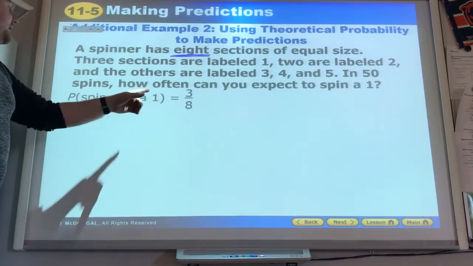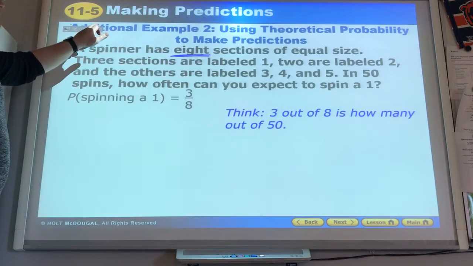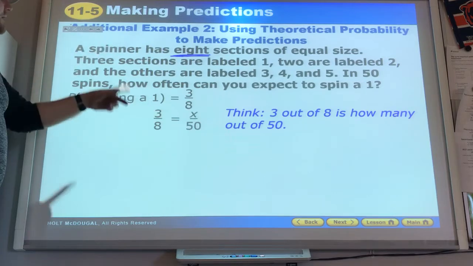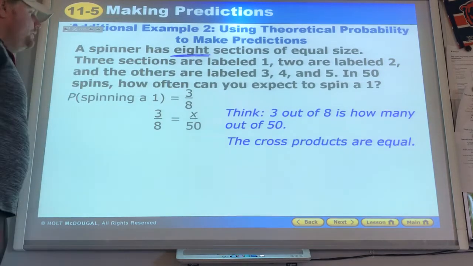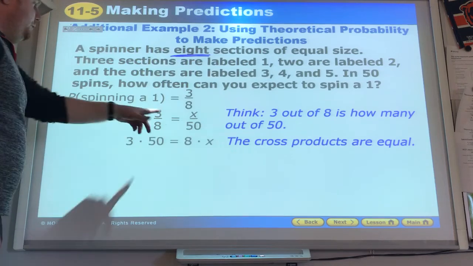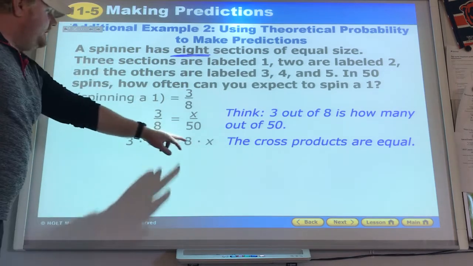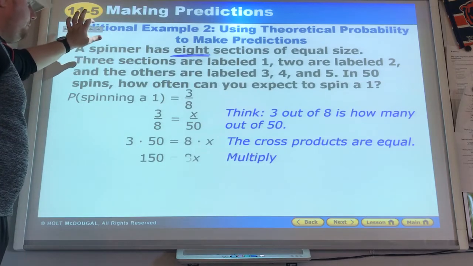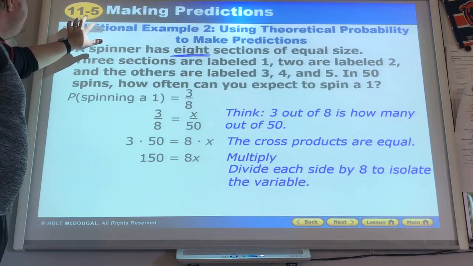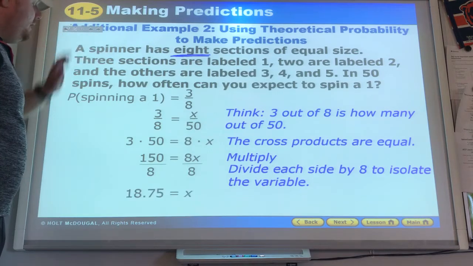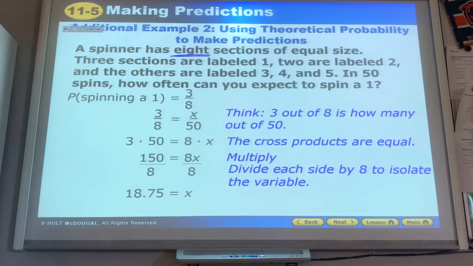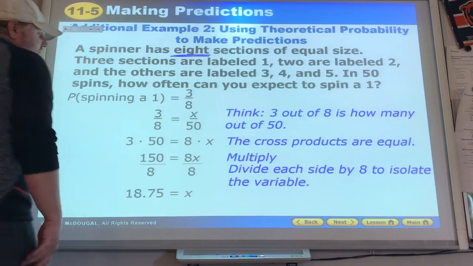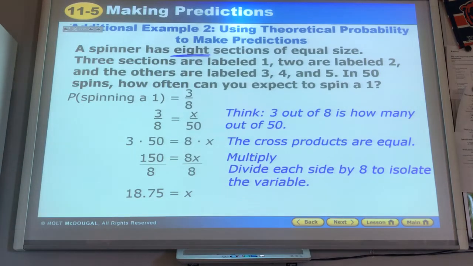So, spinning a 1 is 3/8. That's what we started with. How many of those out of 50? They set up a proportion, all right? When they do their proportion, 3 times 50 and 8 times x. Okay, 150. Divide each side by 8. 18.75. If you take 75 and divide it by 4, you're going to get 18.75. They do work out the same. You can take this times the 50 and get it. It is the same as setting up that proportion.